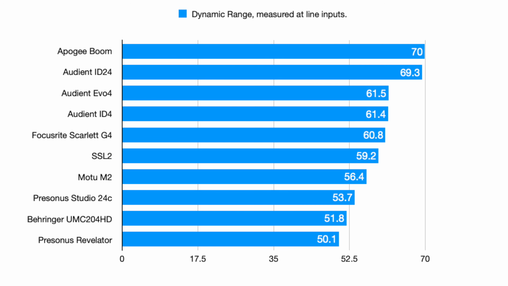Here's my measurements of the dynamic range of these interfaces. The best two were the Apogee Boom and the Audient ID24. These were considerably better than the others because they are the only two that have dedicated line inputs. In other words, the line inputs don't go through the preamps. All the other interfaces used line inputs that do go through the preamps, including the Audient ID4, which otherwise has the exact same circuitry as the Audient ID24.